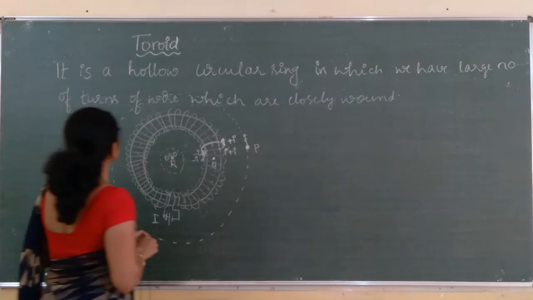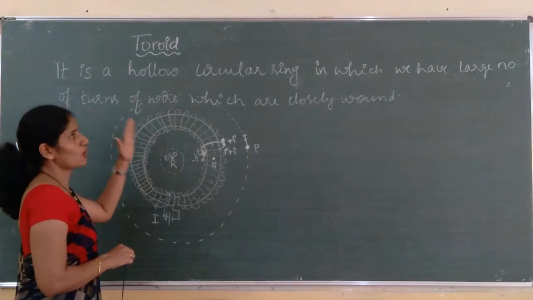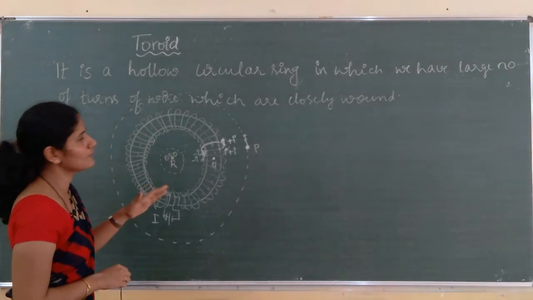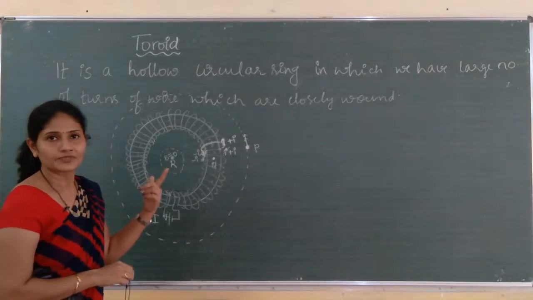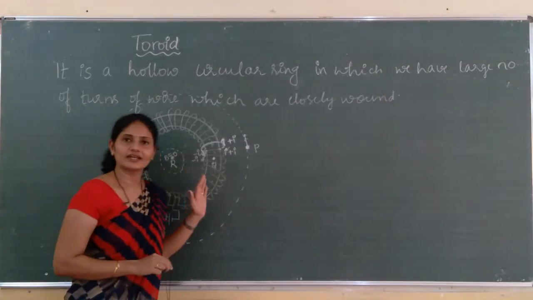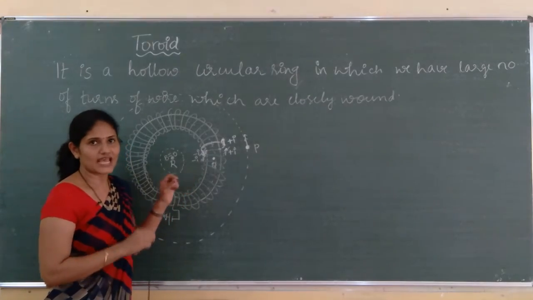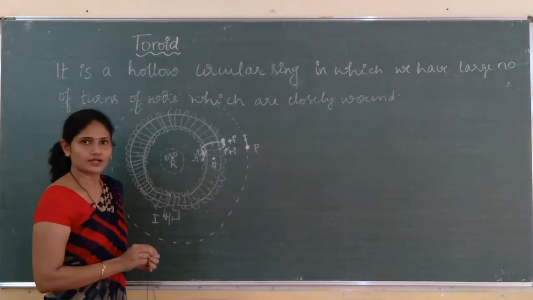So, first you have to write the definition. It is a hollow circular ring in which we have a large number of turns of wire which are closely wound. It appears like a solenoid which has been bent into circular shape.